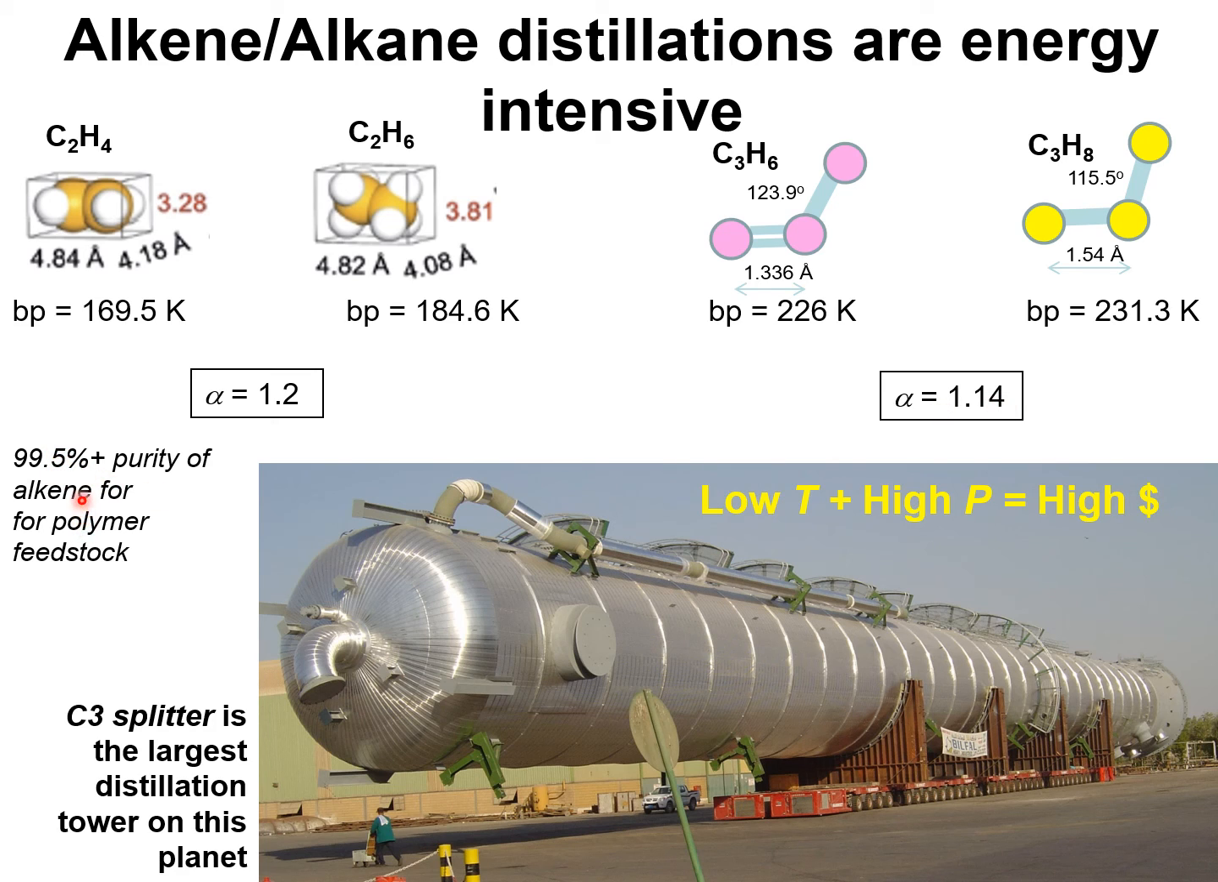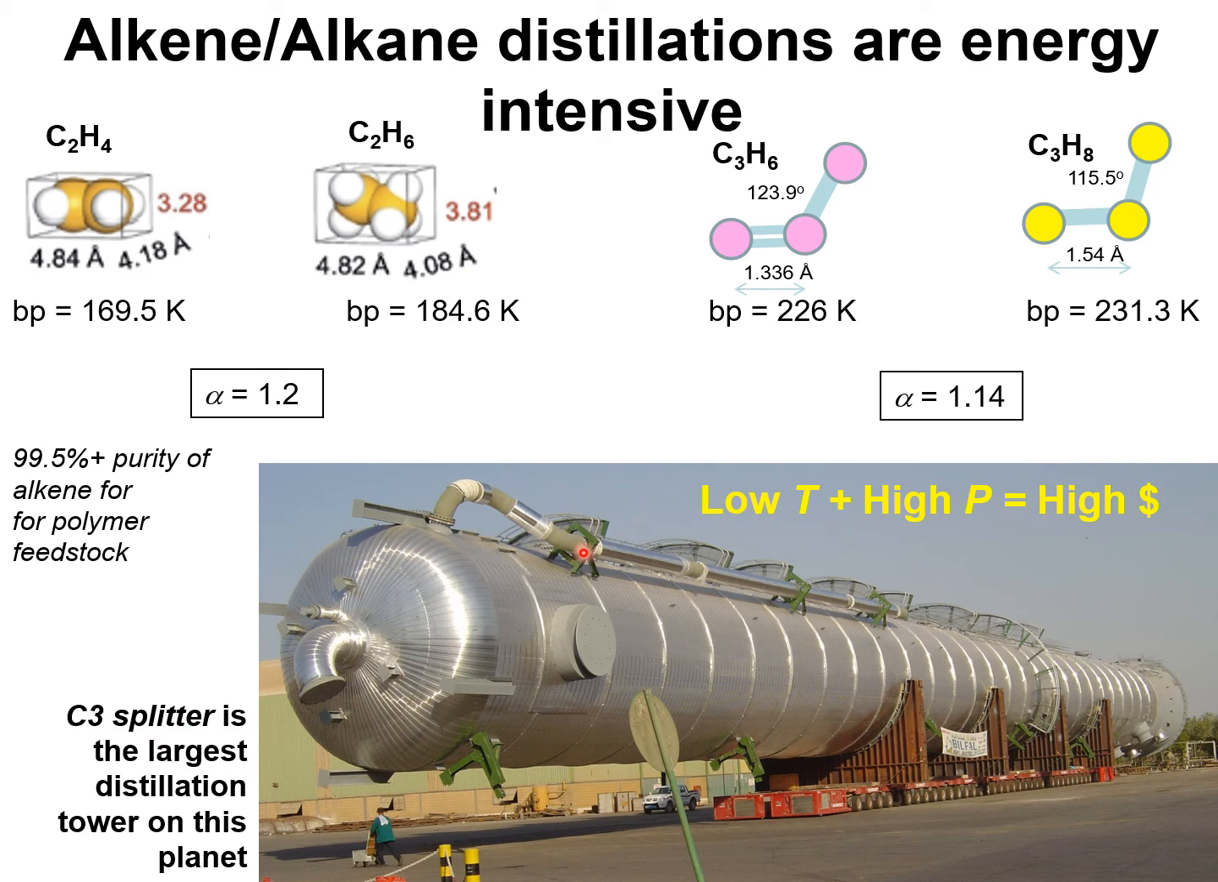Currently, industry requires ethene feedstocks to the polymerization reactor to be of 99.5% plus purity. And similarly, the propene fed to a polymerization reactor should also have a high purity of the unsaturated alkene. This is a picture of a distillation column.